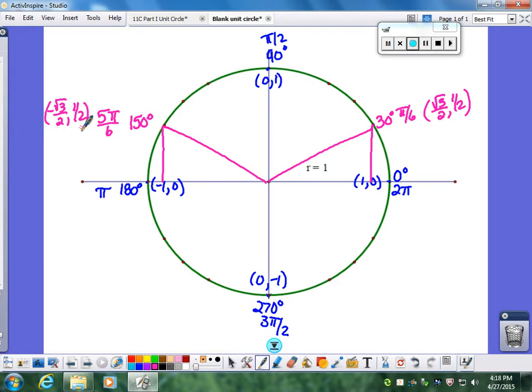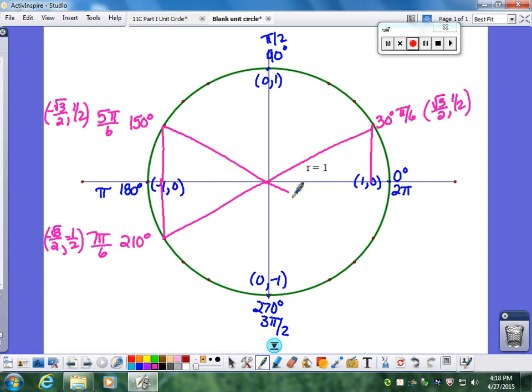Alright, let's continue counting. We were at 5, 6, 7. Here's another reference angle. So 7 times 30 is 210, or 7 pi over 6. And here both our x and y are negative. So negative square root of 3 over 2, negative 1/2.